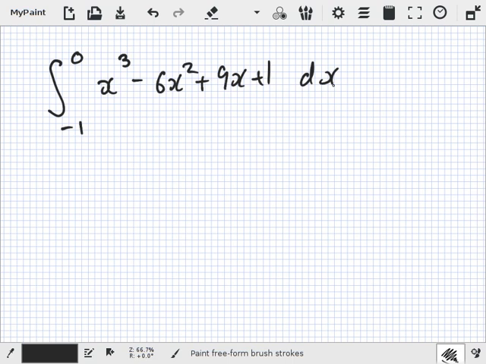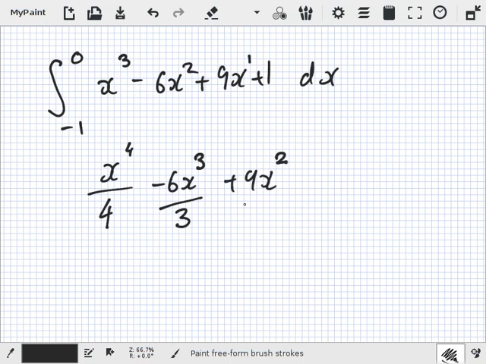So here, this x cubed will become x to the 4 over 4. And then this will become 6x cubed over 3. Now this is actually like 9x to the 1. So this becomes 9x squared over 2. And what does 1 become? Well, if you want a little help, 1 is kind of like x to the power 0, because x to the power 0 is 1.